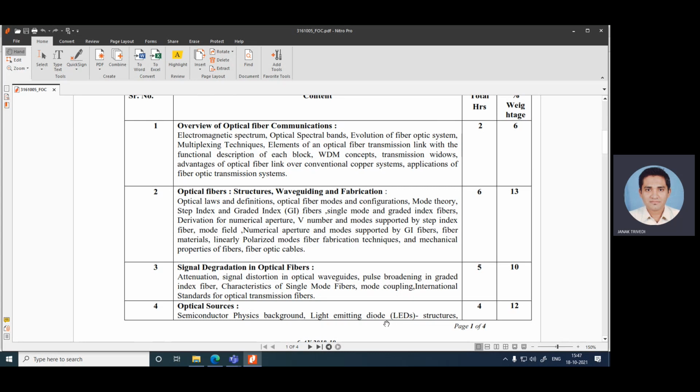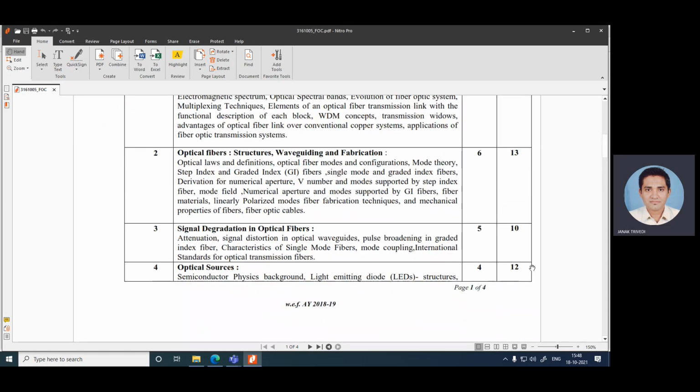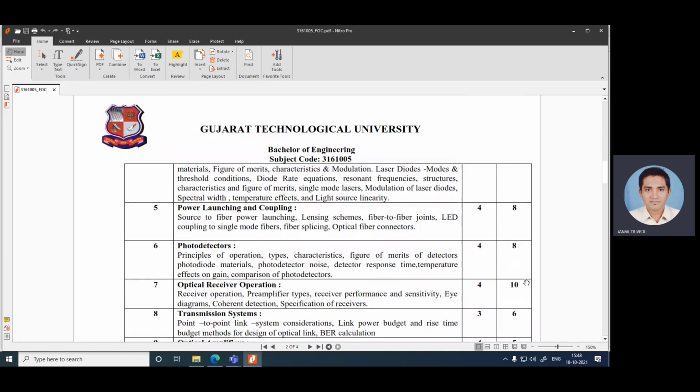Then optical source. In this chapter, semiconductor physics background, light emitting diode structure, materials, figure of merit, characteristics and modulation, laser diode, modes and threshold condition, diode rate equations, resonance frequencies, structures, characteristics and figure of merit, single mode laser, modulation of laser diodes, spectral width, temperature effect, and light source linearity are discussed. This chapter contains a total of 4 hours and the weightage is 12%.